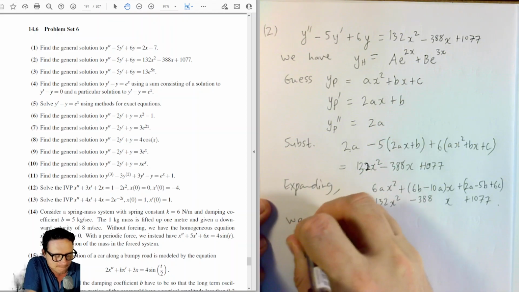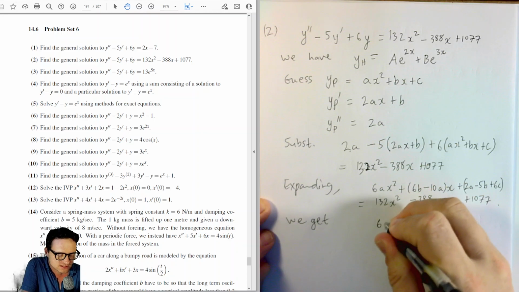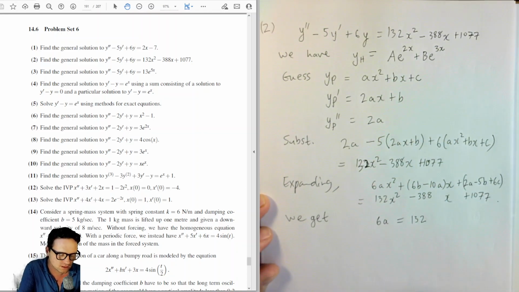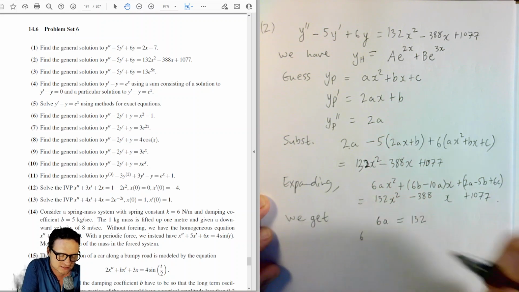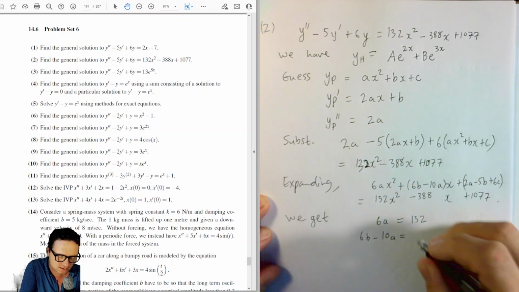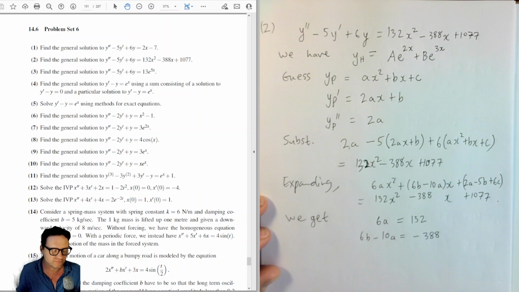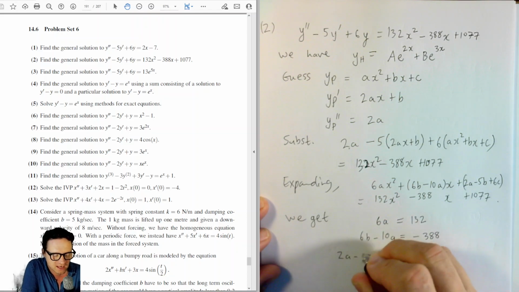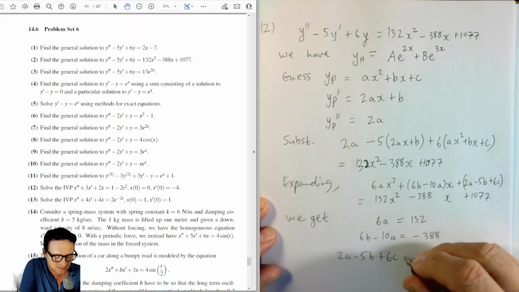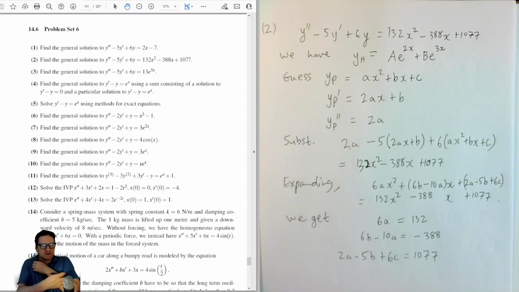So we get 6a equals 132. Then we get 6b minus 10a is equal to minus 388. And then we get 2a minus 5b plus 6c is equal to 1077. Okay, now we need to solve this system.